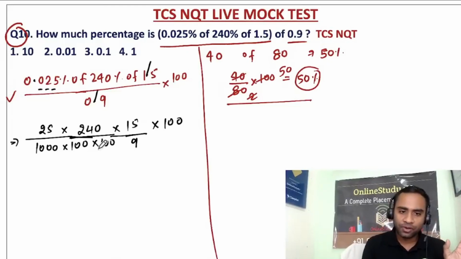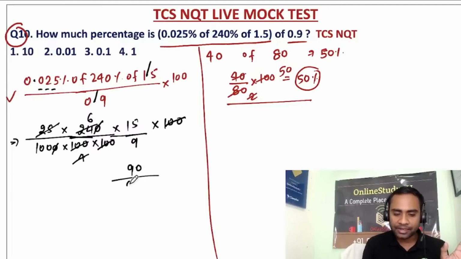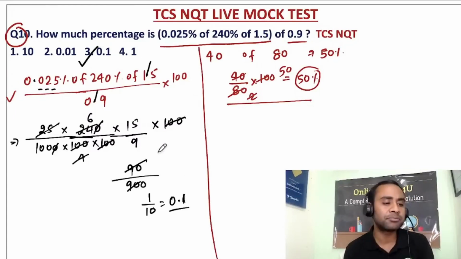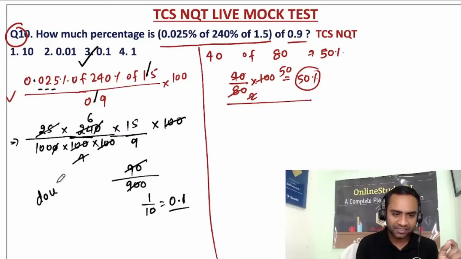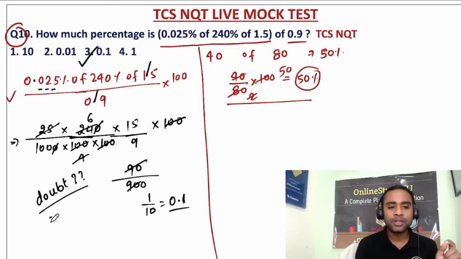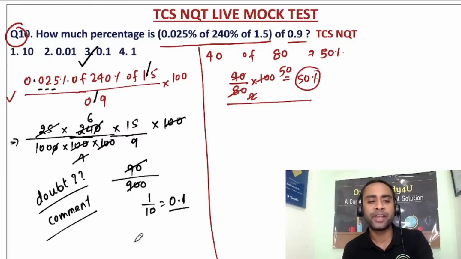So 100 and 100 got cancelled. 10 and 10 got cancelled. 25 into 4 is 100, and 4 into 6 is 24. Now 15 into 6 will be 90, and here it is 900. So 90 and 90 are cancelled basically. So 1 by 10, it's nothing but 0.1. So option 3 will become the correct answer for this particular problem. If you have any doubt, please let me know. If you do not have any doubt, then please comment, sir, it is clear, and we move ahead with the next problem.